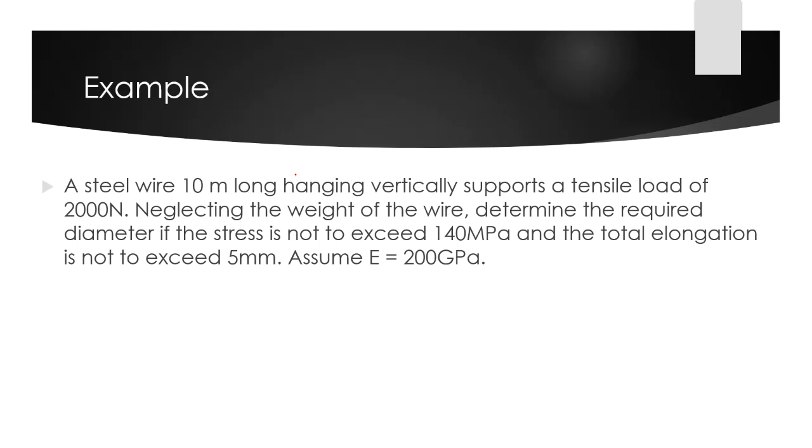Next example, and the last example, is a steel wire 10 meter long hanging vertically that supports a tensile load of 2,000 Newton. Neglecting the weight of the wire, determine the required diameter if the stress is not to exceed 140 megapascal. Again, that is the stress. And the total elongation is not to exceed 5 millimeter. Assume E is equivalent to 200 gigapascal. So we are looking for two answers here: the diameter for the stress and the diameter for the elongation.